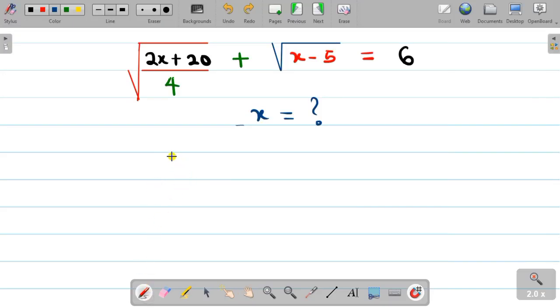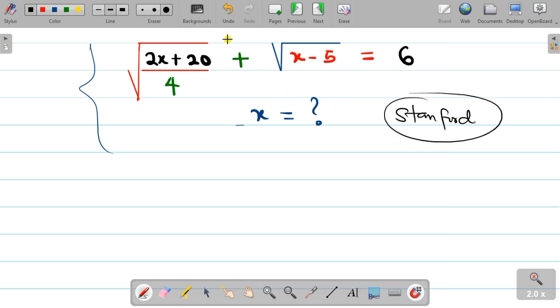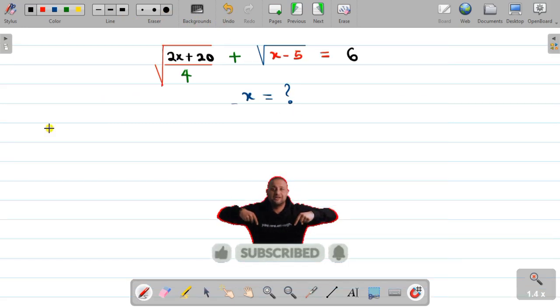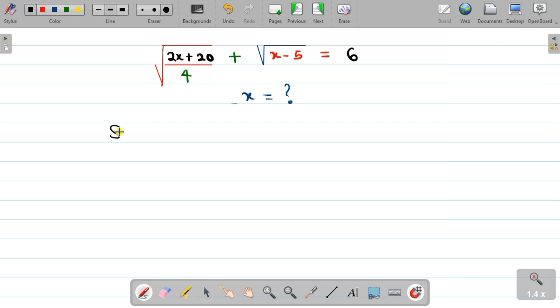All right, so here we have a beautiful question, a radical question, which is a Stanford University entry exam. Okay, so we are asked to find the value of x from this radical equation. Okay, so solution.